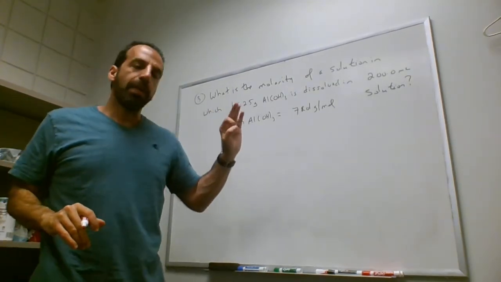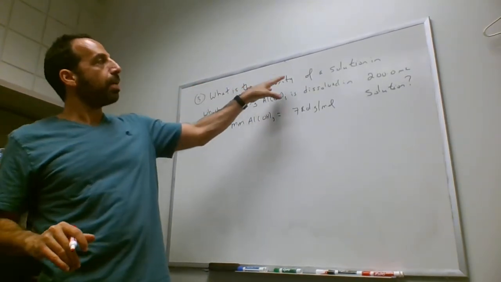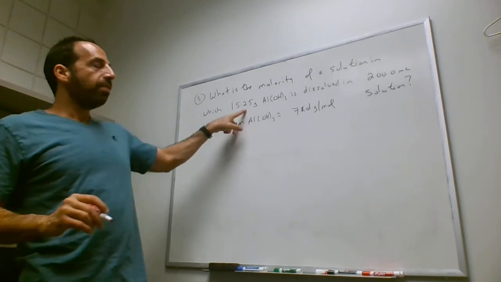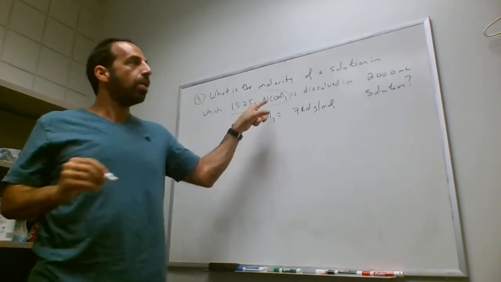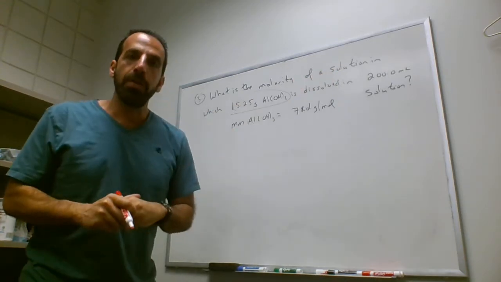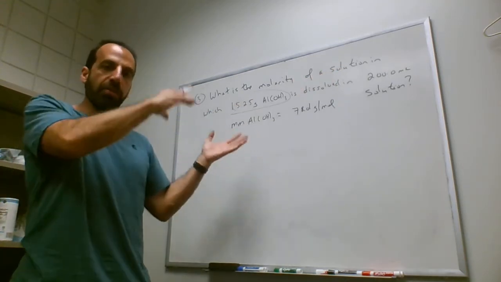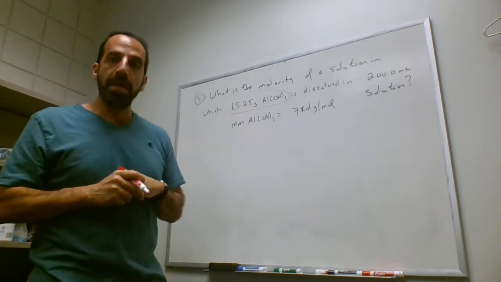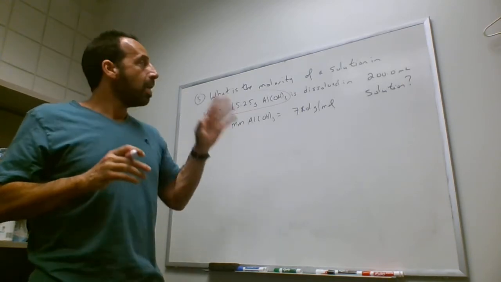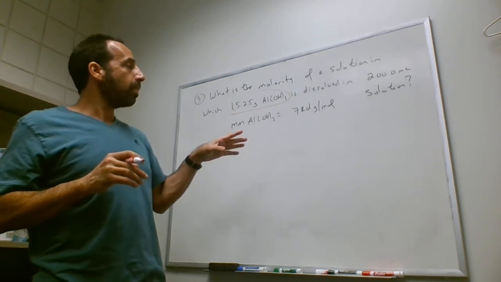Let's take a look at the very last one. In this case, what is the molarity of a solution in which 15.25 grams of aluminum hydroxide, so this is our solute, is dissolved in 200 milliliters of solution. So solution is the total volume of everything in there. They gave the molar mass of aluminum hydroxide. So a couple of things with this.